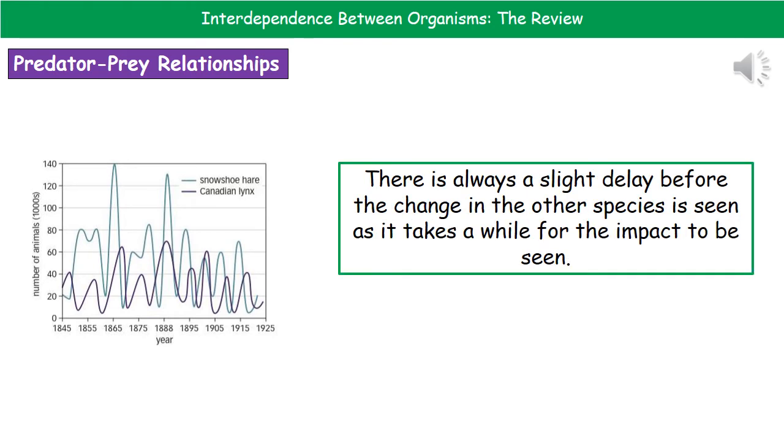As I've already mentioned, the reason that we get this slight delay between the change in one and the change in the other is because it takes a while for that impact to be seen. If the prey numbers drop, it's going to take a while for obviously that lack of food to actually go through into the death of your predators. So remember, there is always that slight delay between the change in one and then the resulting change in the other.